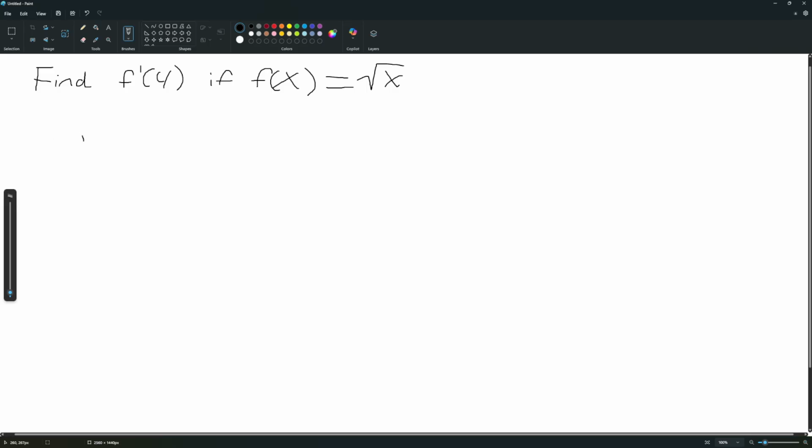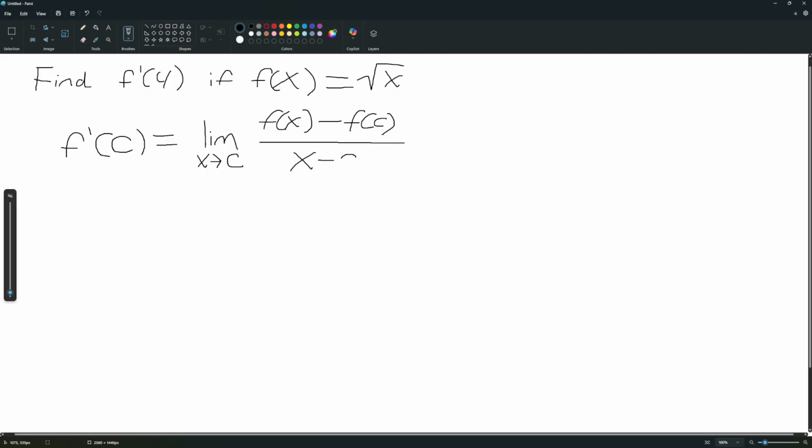We have f prime of c, because we're looking for the slope at a point. And then we have equals the limit as x approaches c of f of x minus f of c over x minus c. So this is used to find the slope at any point without having to find the actual equation of the line first, as we did in one of our first examples, whichever one it was.